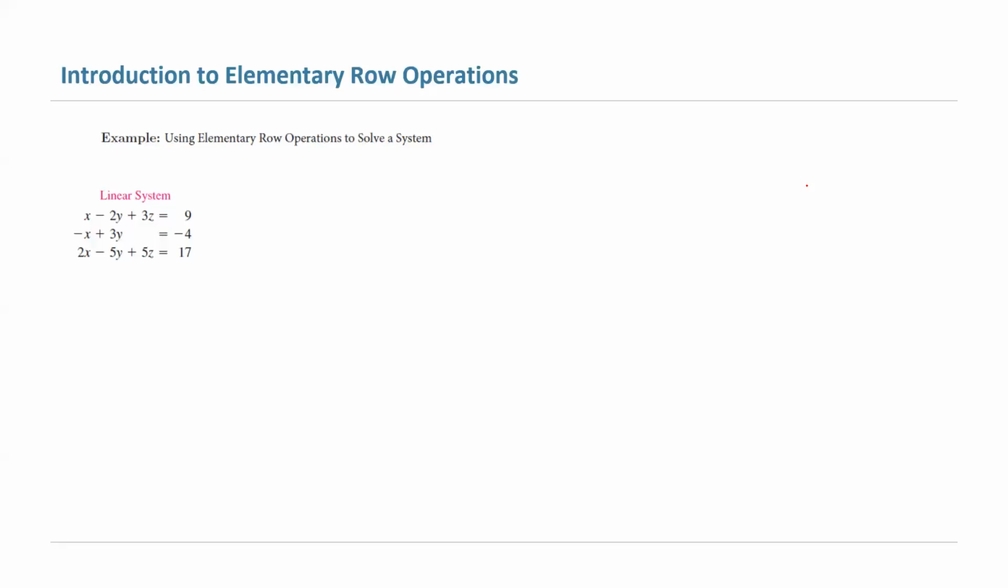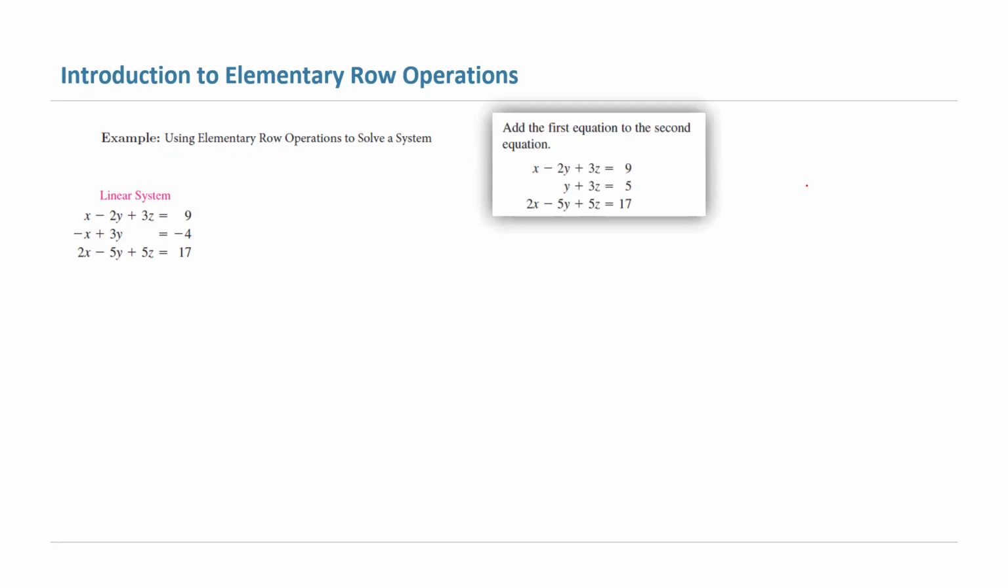In this example, we're going to use elementary row operations to solve the system. Then I show you how to work with augmented matrix. So as you can see, you have 1, 2, 3 equations. And what are we going to do? We're going to add the first equation to the second equation.